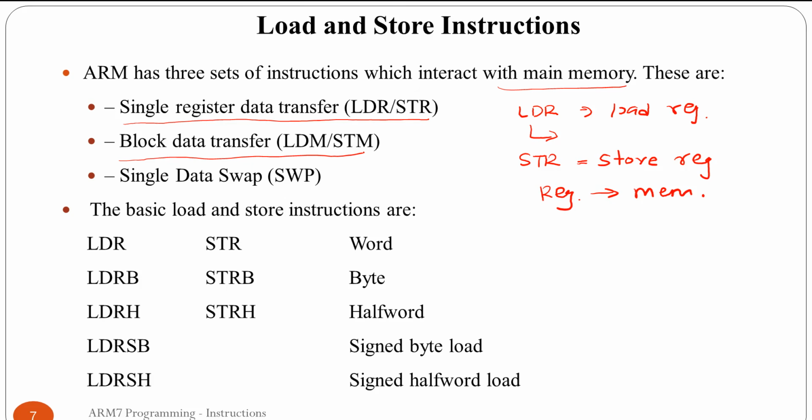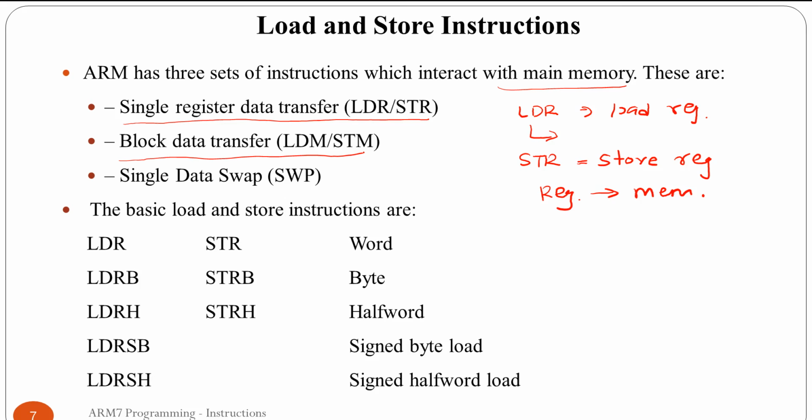But if we have to copy a block of data, then we can load multiple registers, like R0 to R7, in a single instruction, or we can store multiple register data into memory locations. Suppose I want to store 7 registers' data from R0 to R6 into memory, then I can perform that operation with the help of the block data transfer instructions, which are LDM and STM. LDM stands for load multiple registers, STM stands for store multiple registers.